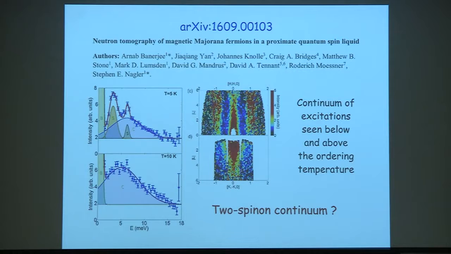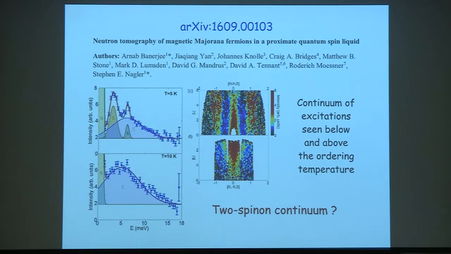And this scattering continuum is two-dimensional. It has a two-dimensional dispersion in it. And it doesn't die above the magnetic ordering temperature. So this scattering continuum exists both below and above, and even in the ordered phase, it exists on top of the spin wave excitation. This is pretty unusual for a quantum magnet. Usually the Goldstone mode, the spin wave, is well separated from any continuum of scattering.